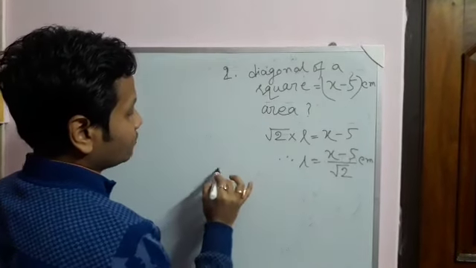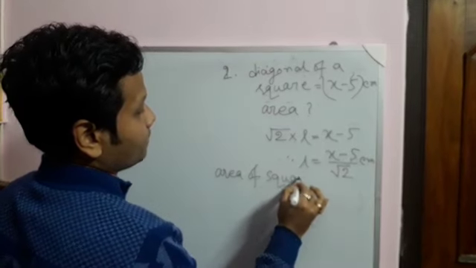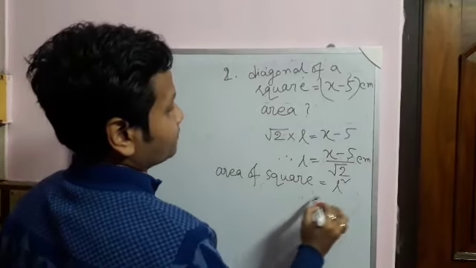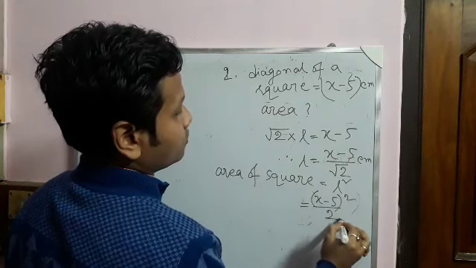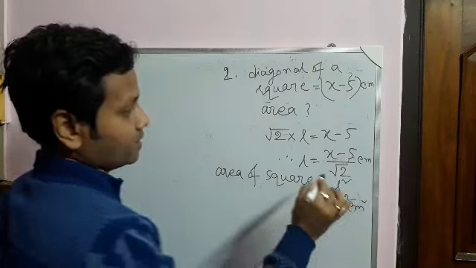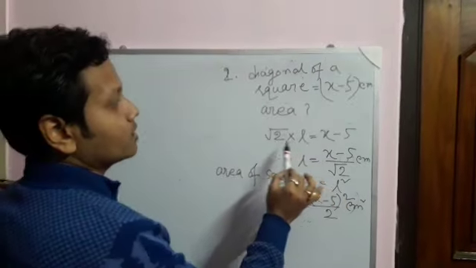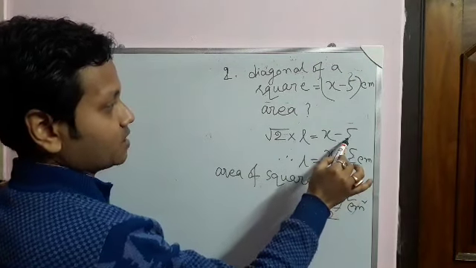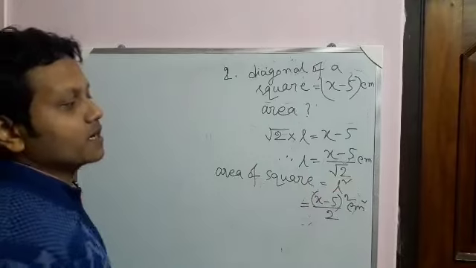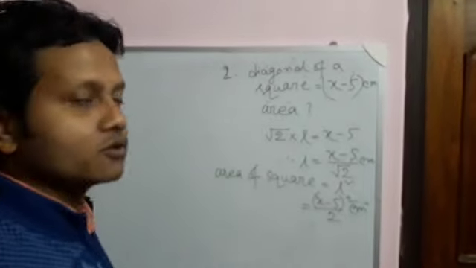So what is the area of the square? Area of square will be L square simply. So what is the result? x minus 5 whole square by 2 centimeter square. So this is the answer. The formula of the diagonal of a square is root 2 into the length of the side. This is given x minus 5, so L will be x minus 5 by root 2, and the area will be L square, that is x minus 5 whole square by 2.